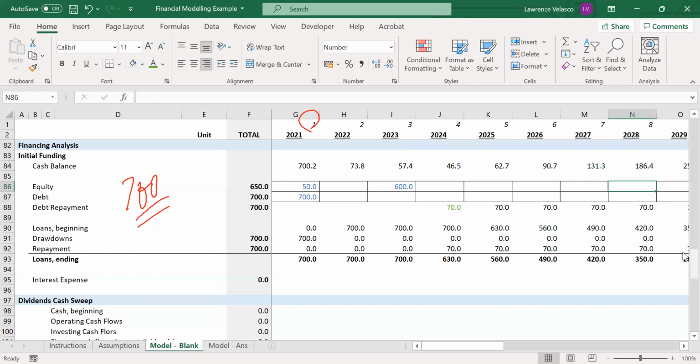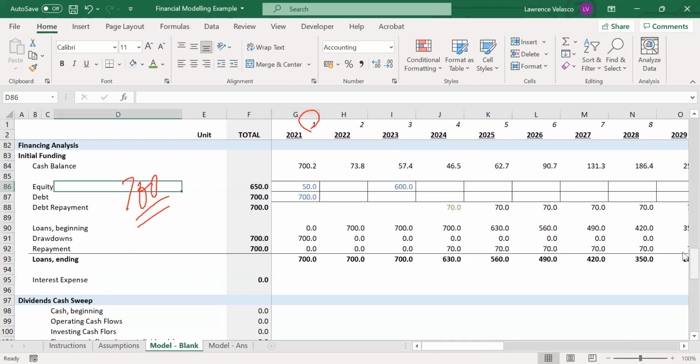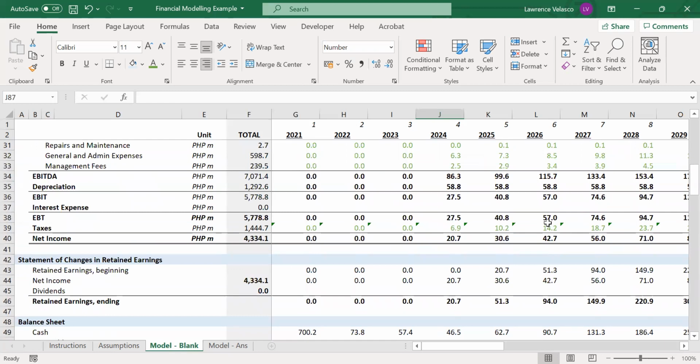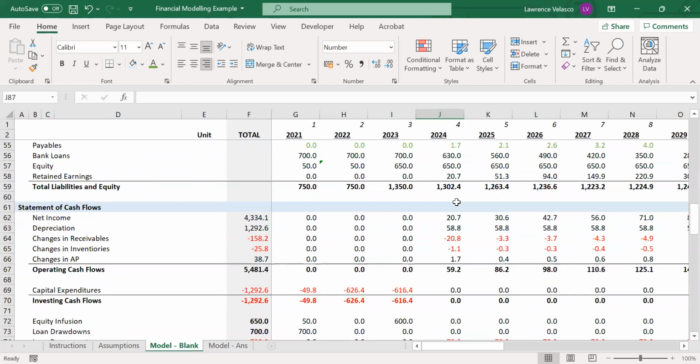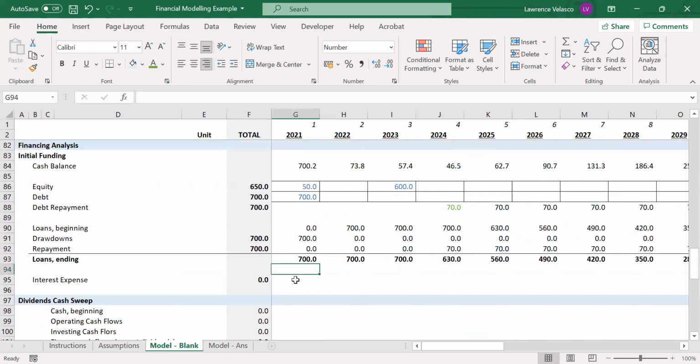With this, it is now zero. However, you have to understand that your income statement is not yet finished. What is not yet finished? You don't have interest expense yet. So you have to consider interest expense. How do we compute interest expense?